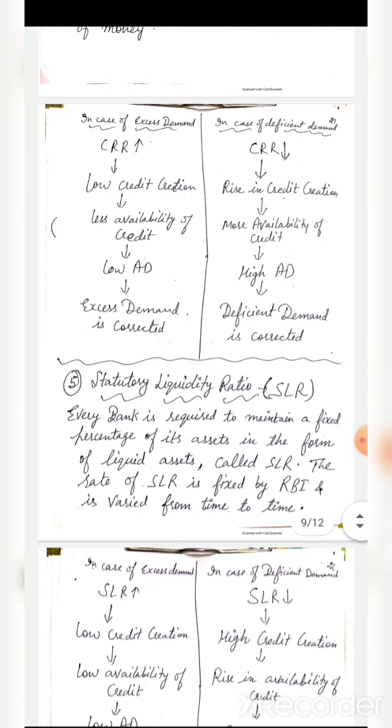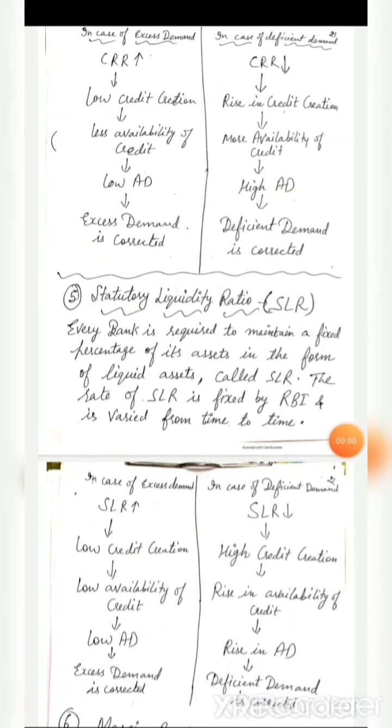After that, statutory liquidity ratio, SLR. Every bank is required to maintain a fixed percentage of its assets in the form of liquid assets, called the statutory liquidity ratio. The rate of SLR is fixed by the RBI and is varied from time to time. It's a percentage fixed by the RBI to keep as reserve, a fixed percentage of their total deposits, with the commercial bank itself.